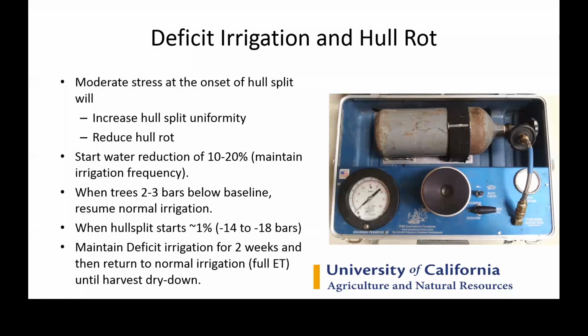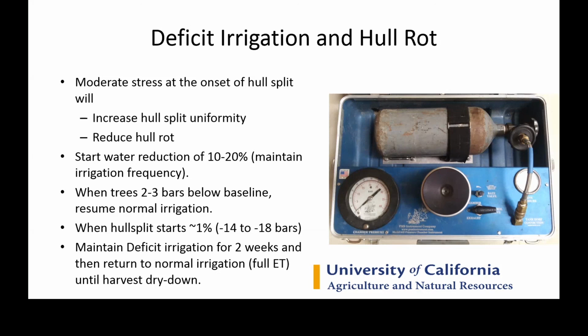So why do we use deficit irrigation? First of all, it will increase hull split uniformity, and that's something we will need. It will help with harvest, as well as with the chemical control, whether it's for navel orangeworm or for hull rot. Secondly, the previous work had shown clearly that it reduced hull rot, and this is one of the main reasons why we are using deficit irrigation.